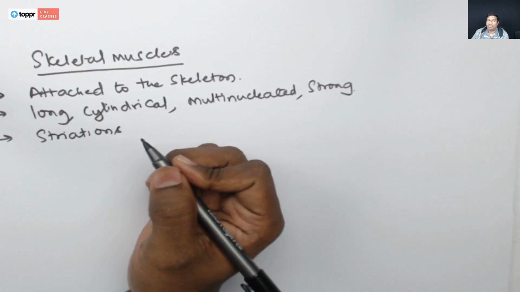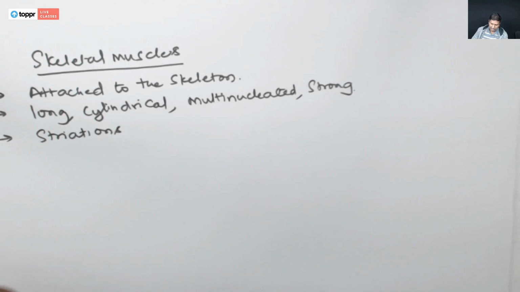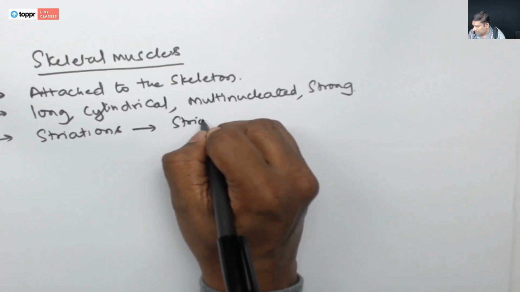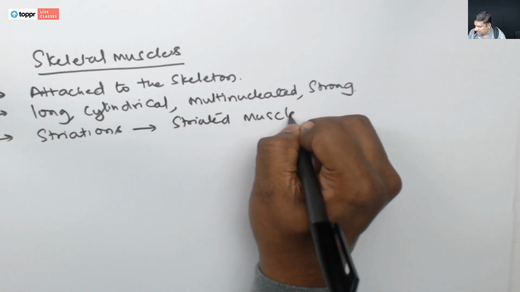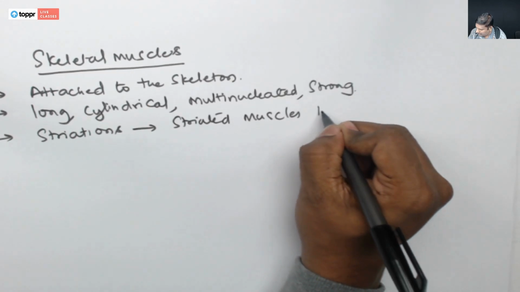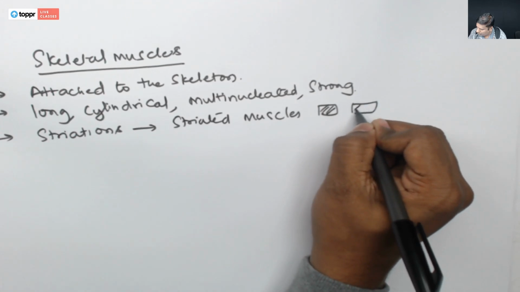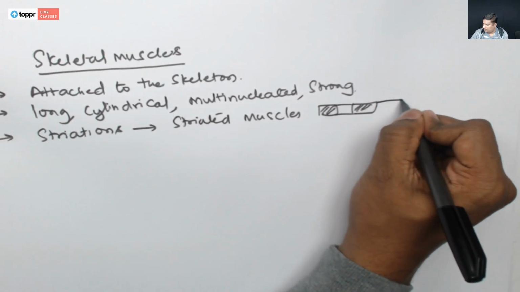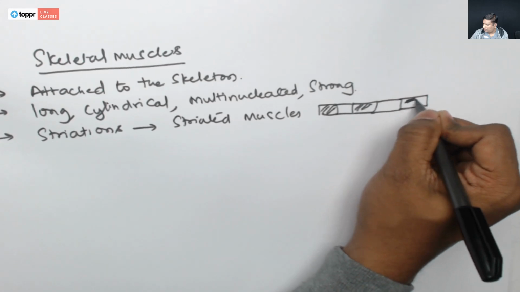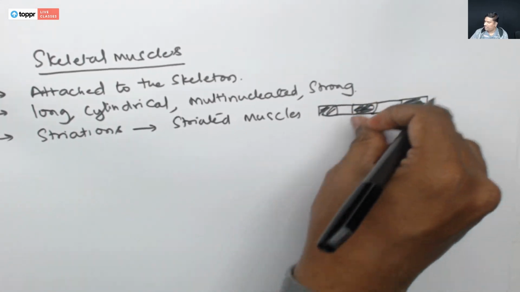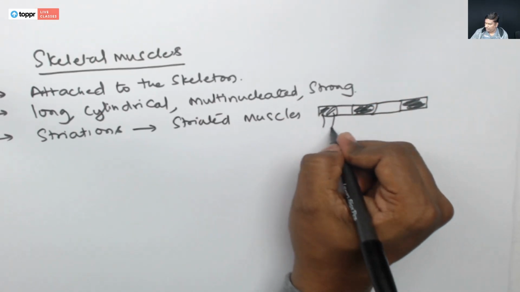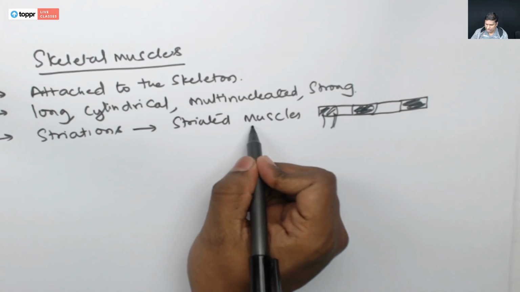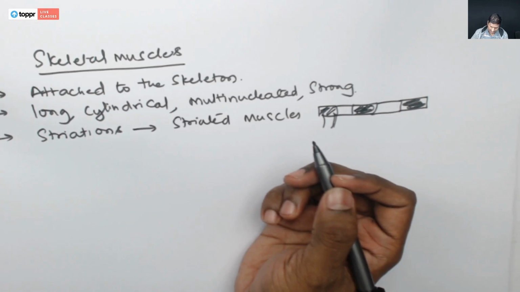That is, they have alternating striations. Because of these striations, they are called striated muscles. You will see alternating dark and white regions. So you will find several striations. It looks like stripes. When you look at the entire picture, it looks like several lines, which is why you can also call them striated muscles.